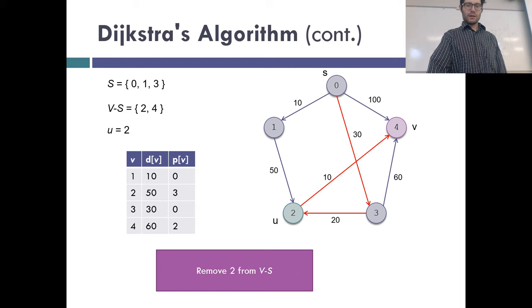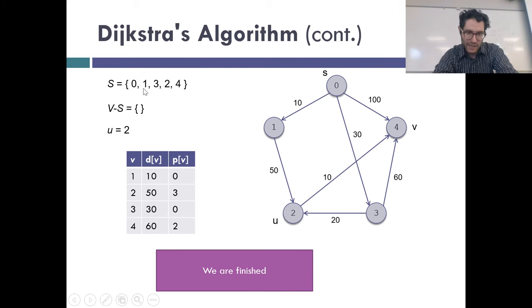Okay, so we're done with that, and we're left with only one node in our to-do set, and by definition, that one's not going to give us any more information, so we're done. So we're finished. We know that the cheapest way to get to 1 costs 10, and we go by starting at 0. The cheapest way to get to node 2 is to go through 3, and that will cost you 50.